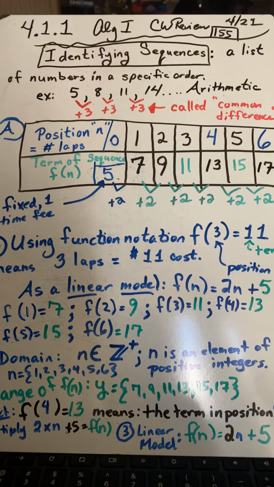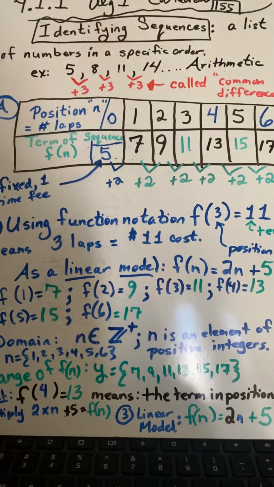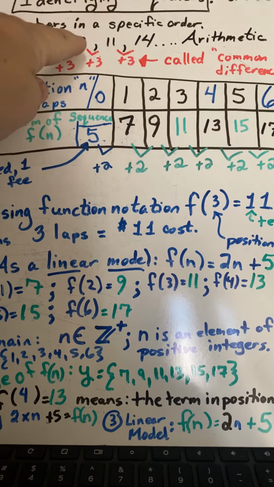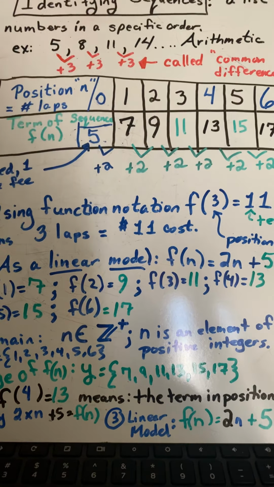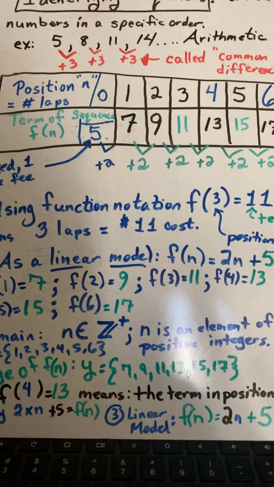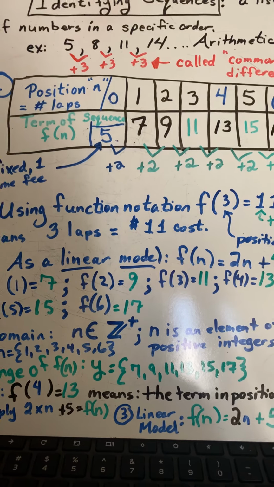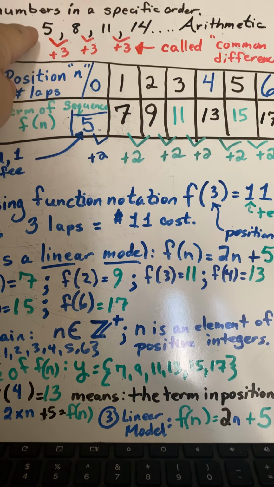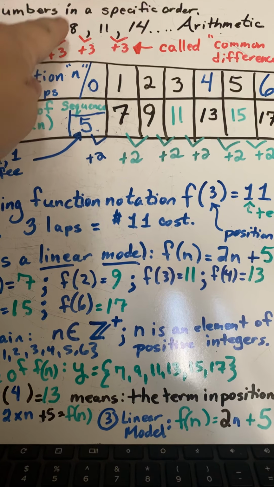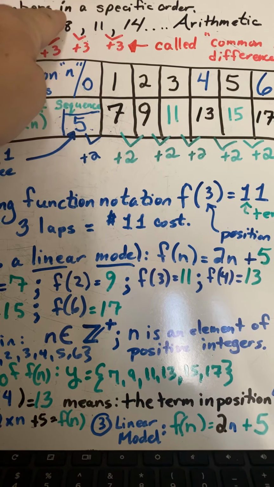What is a sequence? It's a list of numbers in a specific order. And we have an example here, 5, 8, 11, 14. So your question is, what is the difference between those terms? Terms are the elements of a sequence. 5 to 8, what you do is you take 8 and you subtract 5. And so the difference is 3. 8 menos 5 son 3. 11 menos 8 son 3.